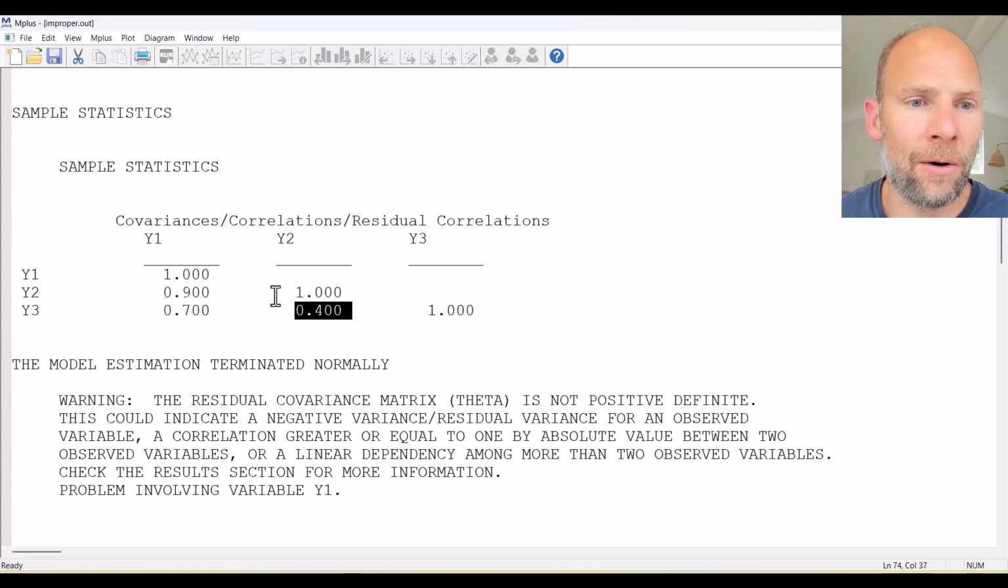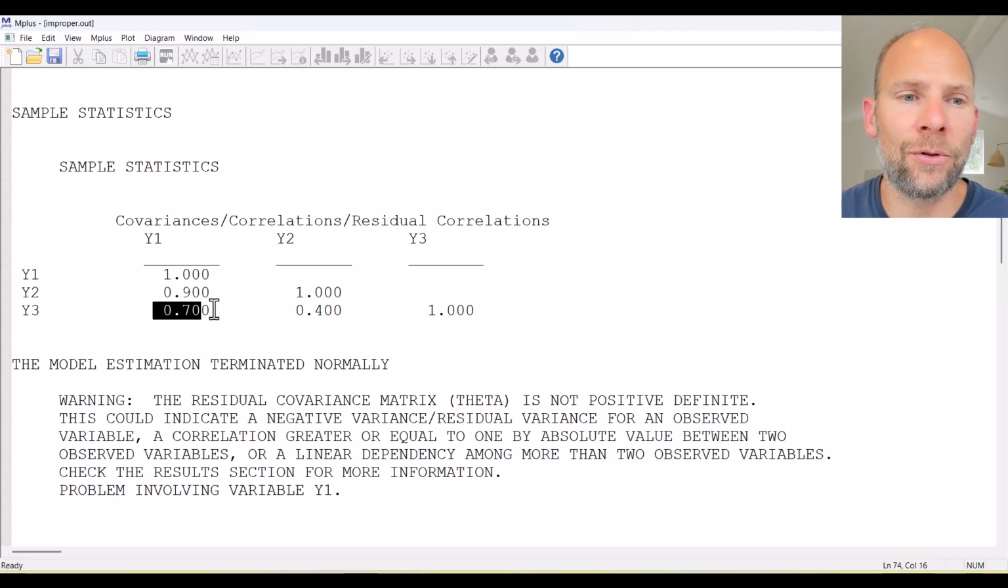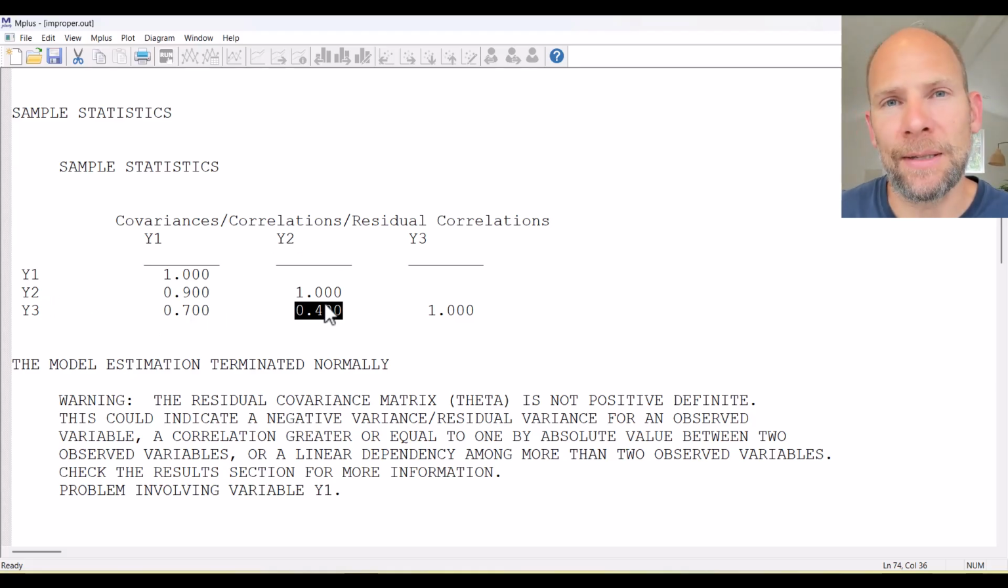So we would say, okay, this is a reasonable correlation for two measures of the same factor. Also 0.7 is a reasonably high, reasonably large correlation to say that y1 and y3 measure the same factor. However, 0.4 is pretty small, indicating that y2 and y3 may not be measuring the same factor really. So perhaps y3 here is not such a great measure.